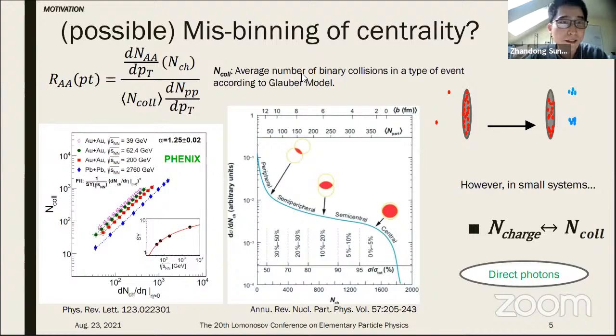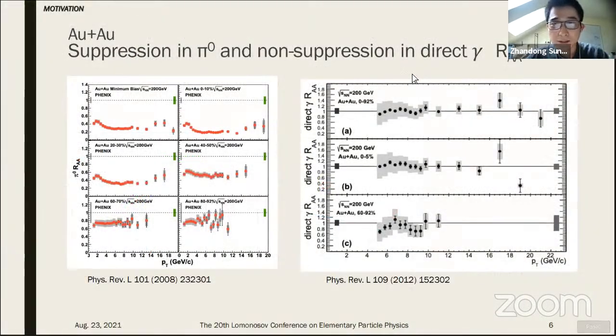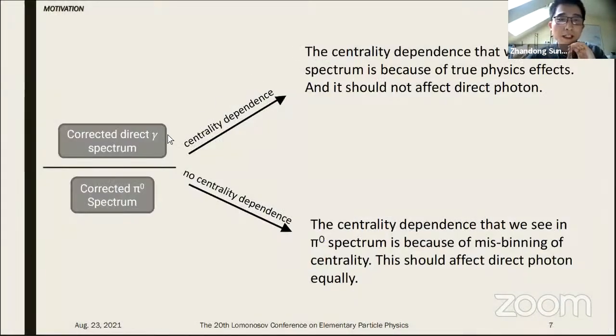check our guess. The reason is that the photon has no color charge and has no suppression from such heavy ion collisions. This has been observed in gold already. So ultimately, we are going to make the ratio between the direct photon and the pi0, and this ratio could come out with centrality dependence.